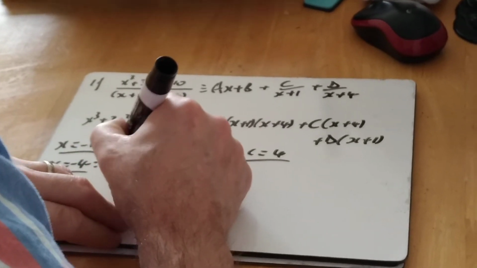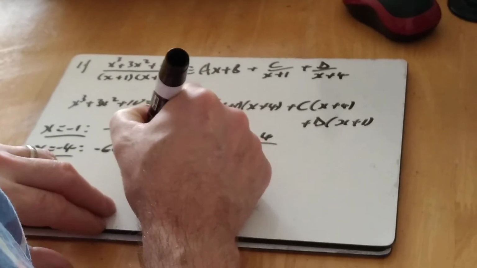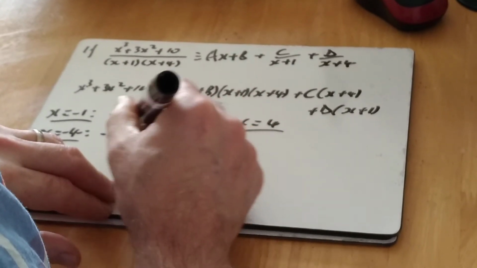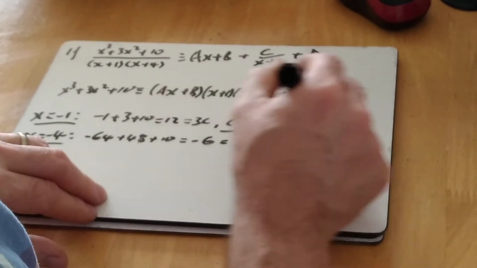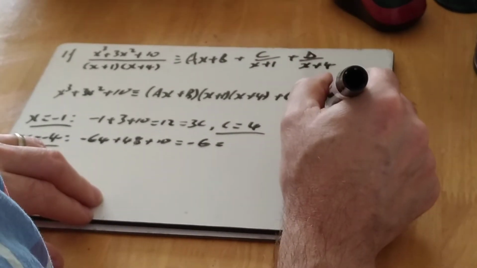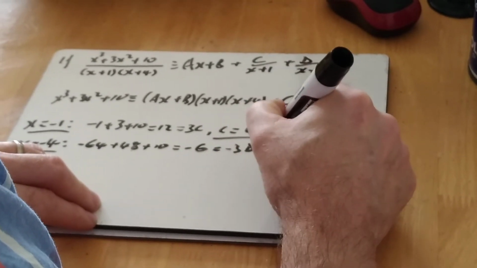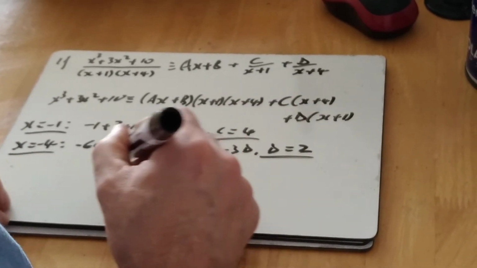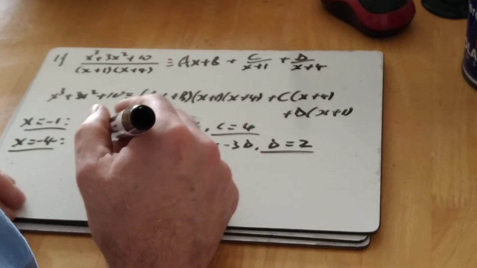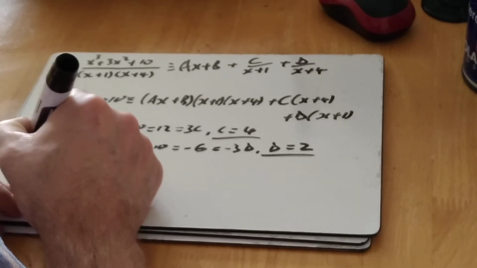And gives me minus 64. 3 times 16 plus 48 plus 10, which is plus 58, which is minus 6 equals, gets rid of that one, gets rid of that one. Minus 4 plus 1 is minus 3, minus 3d. D equals 2. And as before, x equals 0, do the x cubed first.